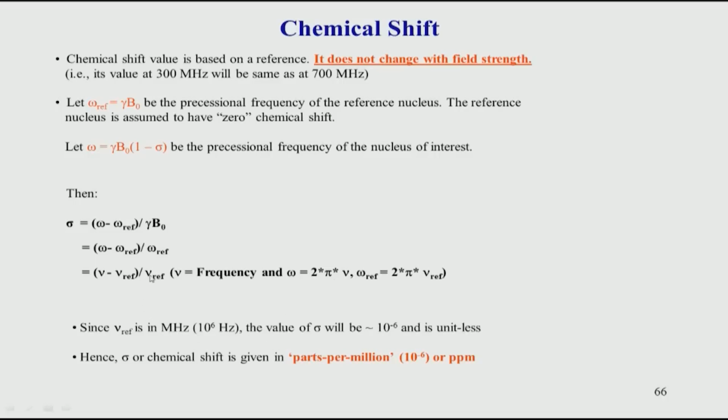So when you put this value here in megahertz, you will see that sigma is of the order of 10 to the power minus 6, and it is unitless. This is very important: in this formula I am subtracting two frequencies, so the difference is also in frequency units, and I am dividing by another frequency. When you divide two quantities with the same units, you get a parameter that is unitless. So this shielding factor is in parts per million, because it is a factor of 10 to the power minus 6.